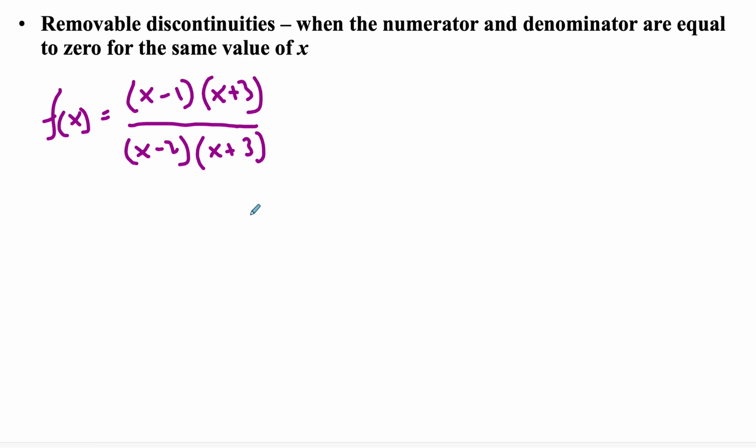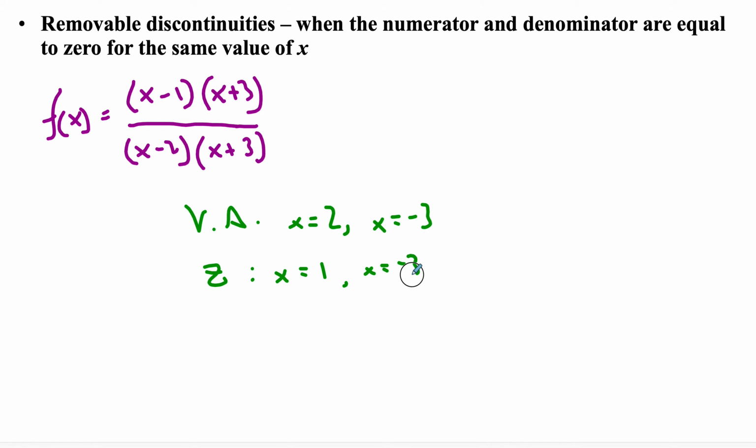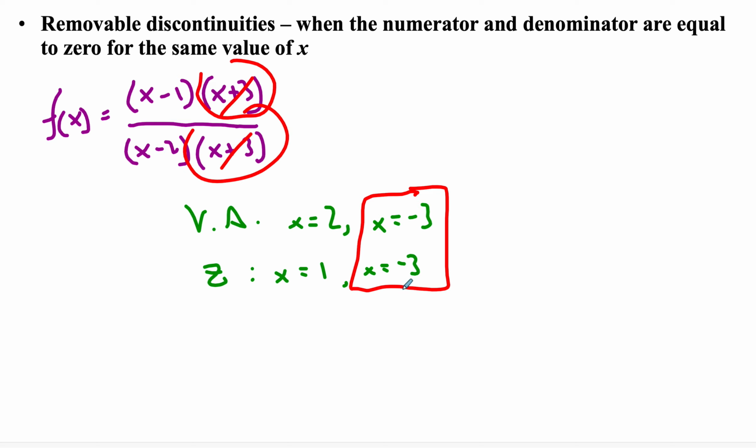All right, removable discontinuities. These graphs are discontinuous when the denominator is equal to 0. As a matter of fact, we would say that this has a vertical asymptote at x equals 2 and x equals -3. At the same time, we would say it has zeros at x equals 1 and x equals -3. Hopefully you notice that there's some duplication here. And under normal circumstances, we'd say, hey, wait, we can cancel those out. We can remove them, right?